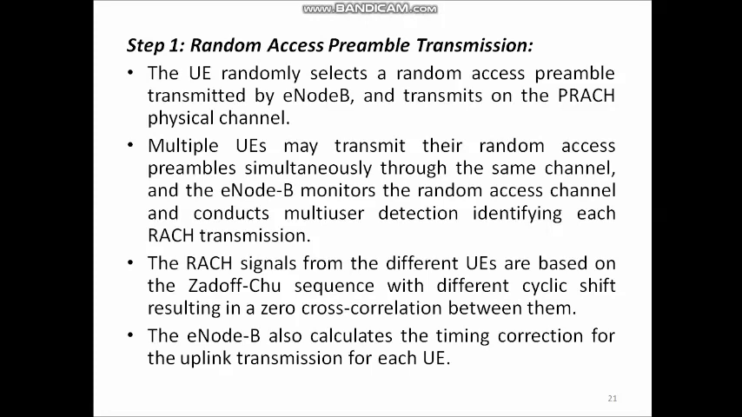The random access channel signals from the different user equipments are based on the Zadoff-Chu sequence with different cyclic shifts, resulting in a zero cross correlation between them. This zero cross correlation is very important because it allows the E node B to simultaneously detect multiple user equipments. Here a correlation based detection process is used, and then the E node B also calculates the timing correction for the uplink transmission for each user equipment.